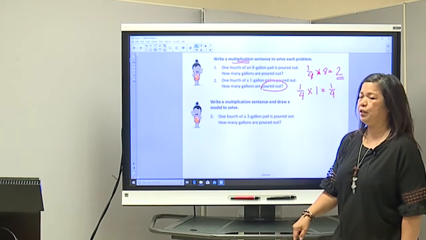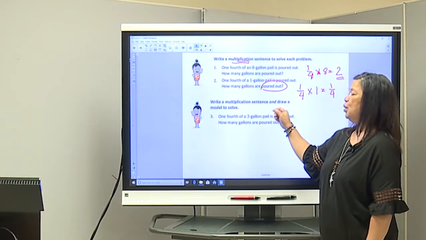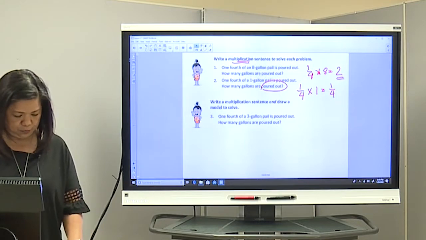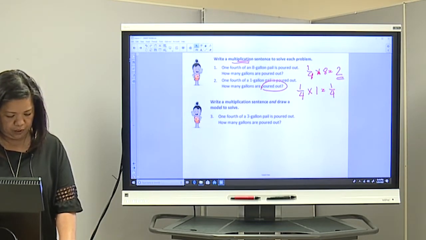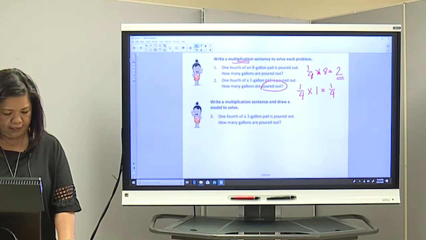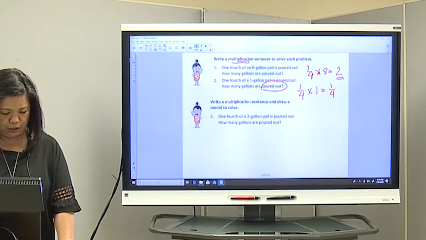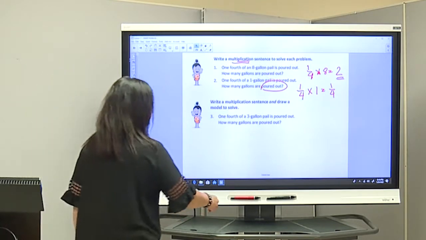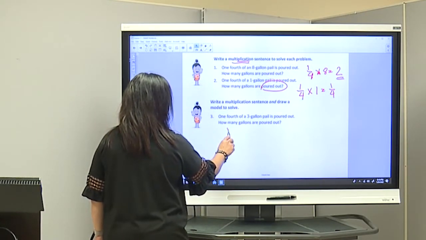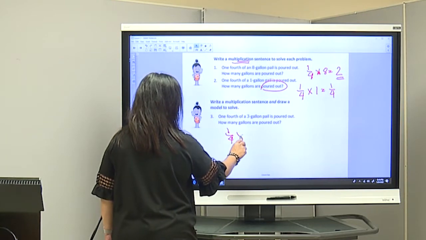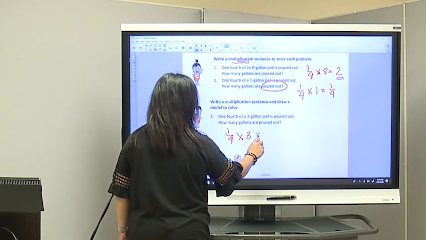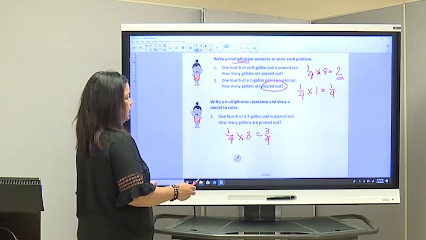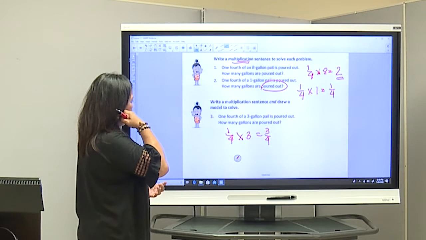Here, we are not going to just write a multiplication sentence. We are going to draw a model as well. Now, let us read. 1/4 of a 3-gallon pail is poured out. How many gallons are poured out? So, 1/4 times 3 is 3/4. So how do we show a model here? Using a tape diagram.